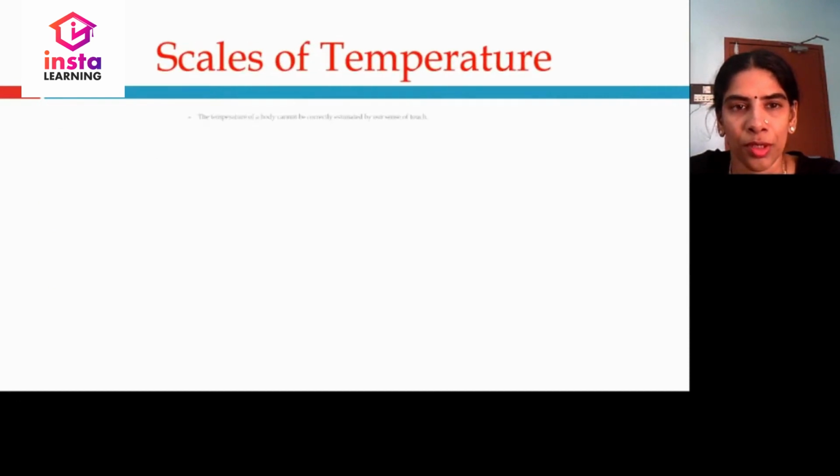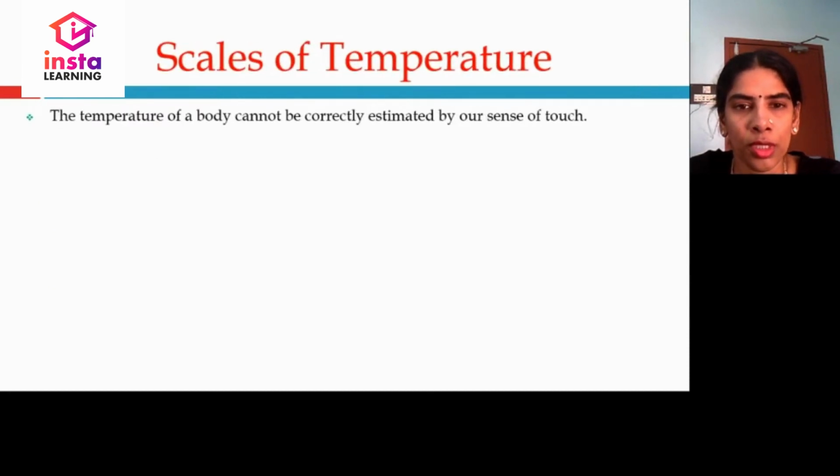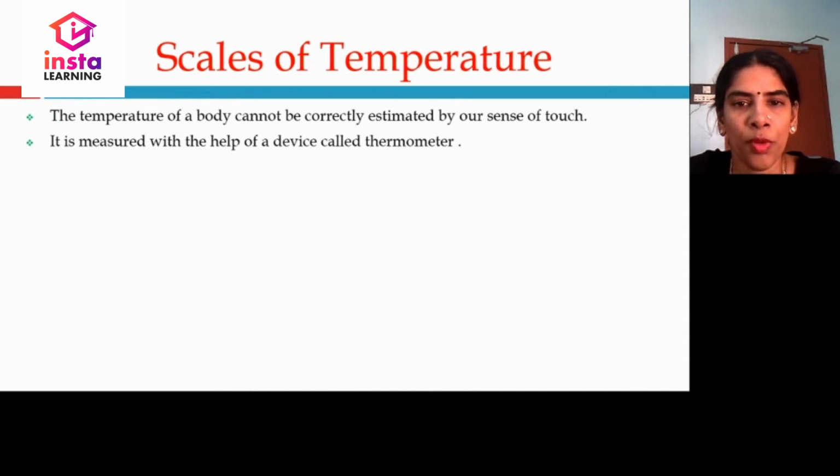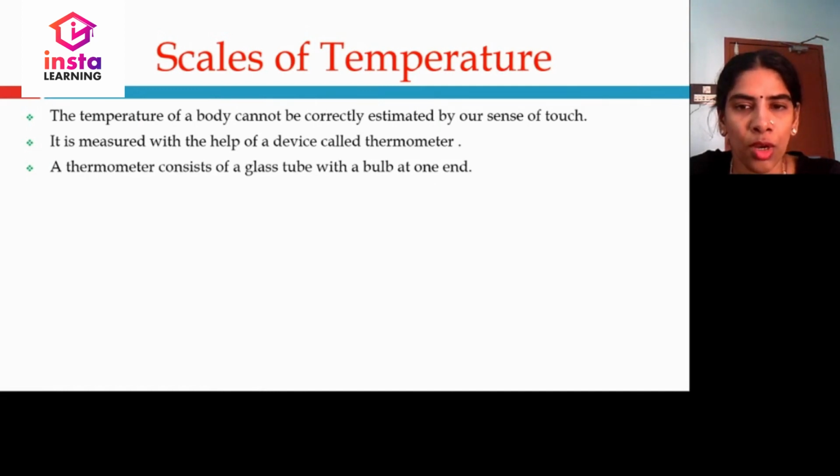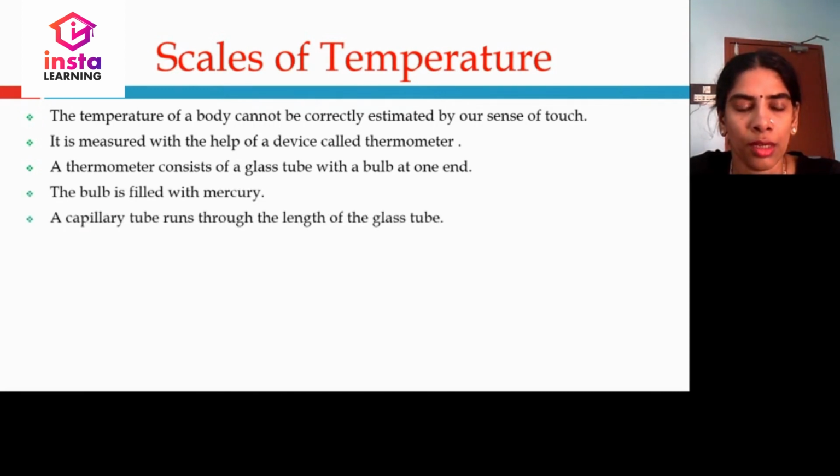Scales of temperature. The temperature of a body cannot be correctly estimated by our sense of touch. It is measured with the help of a device called a thermometer. A thermometer consists of a glass tube with a bulb at one end. The bulb is filled with mercury. A capillary tube runs through the length of the glass tube. The tube is graduated with markings.